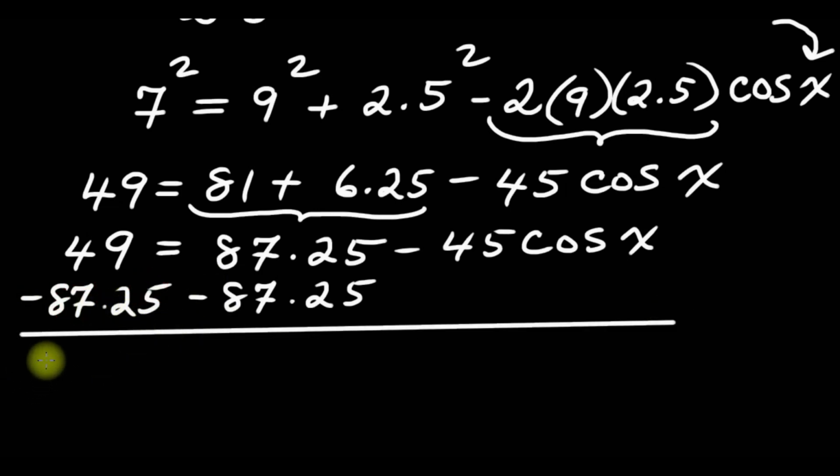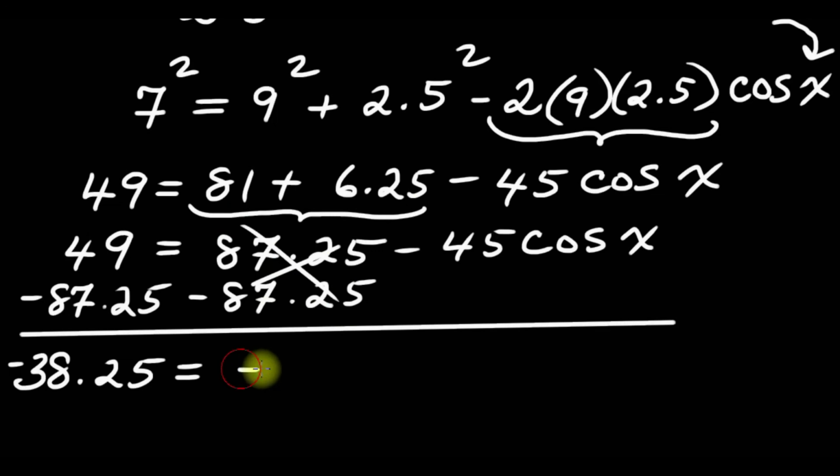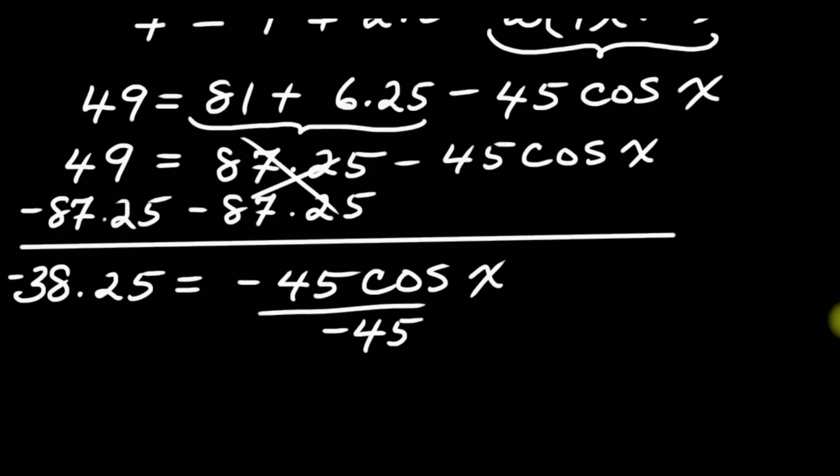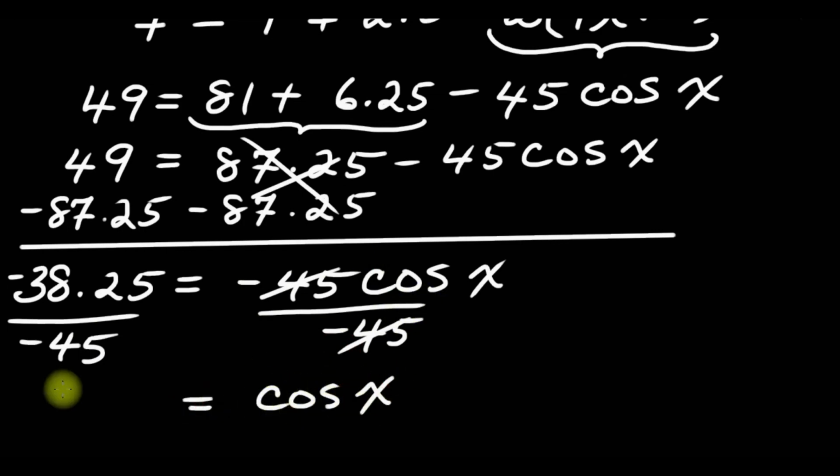So this is going to give me negative 38.25 is, these add up to 0, and then bring down the negative 45 cosine x. And then I have to get rid of the negative 45, and I would have to divide by negative 45. If I do it to the right hand side, I have to do it to the left hand side, the exact same thing. And then those cancel out. So you're left with cosine x is 0.85.